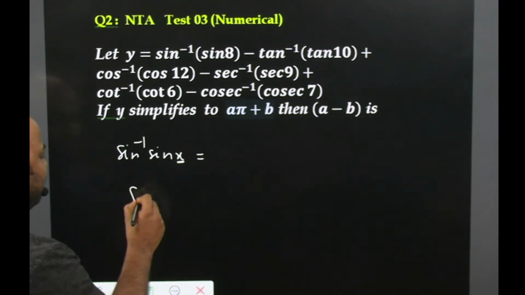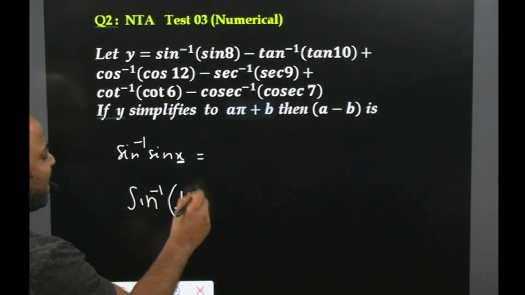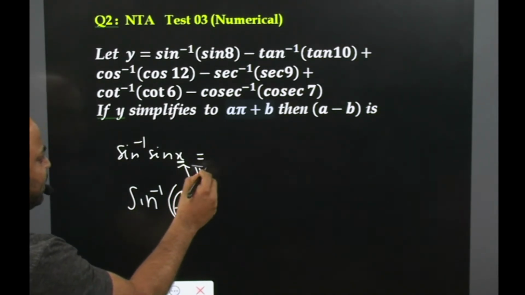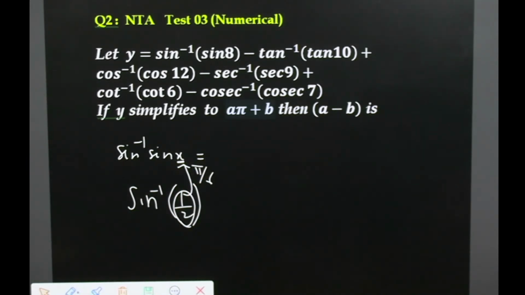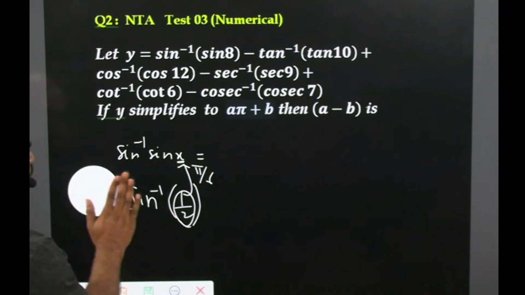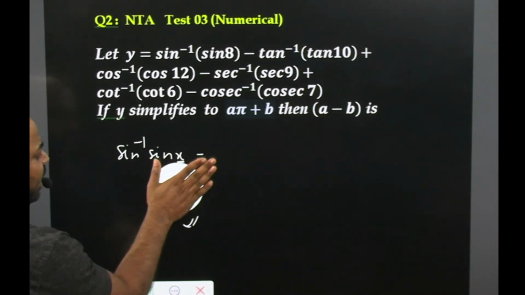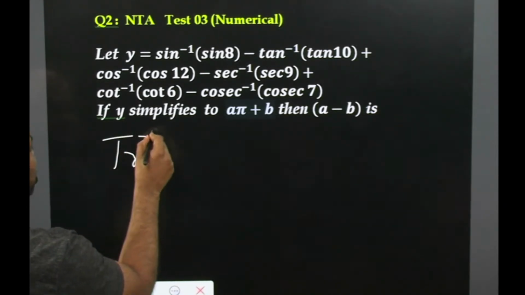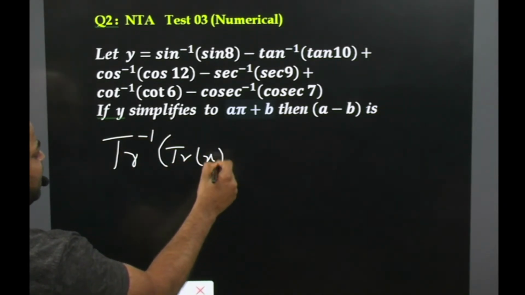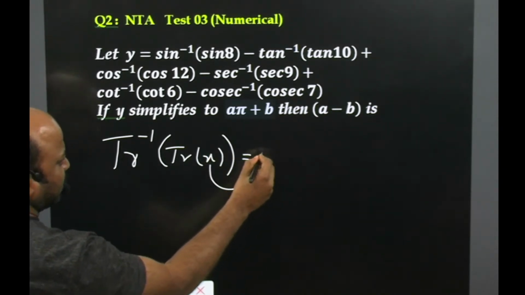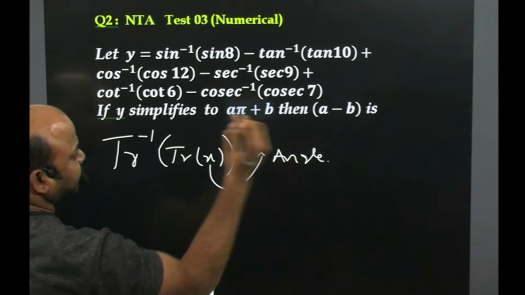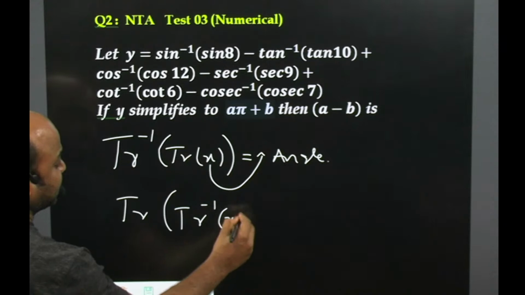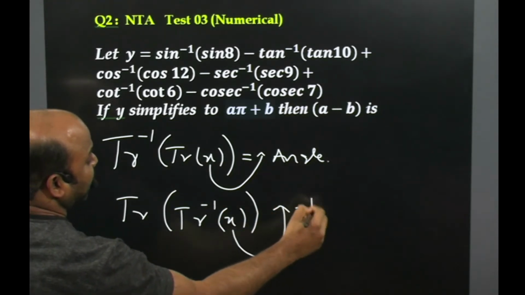Sine inverse of 1/2 means an angle. So to get 1/2 here, my x should be pi by 6. Clear? So here the beautiful thing is, otherwise if you have a doubt, write like this: trigonometry inverse of trigonometry x, here x is an angle. Trigonometry of trigonometry inverse x, then x is a number.